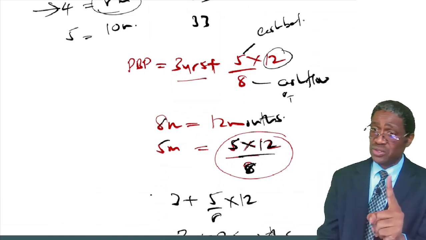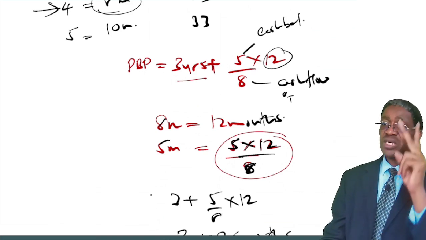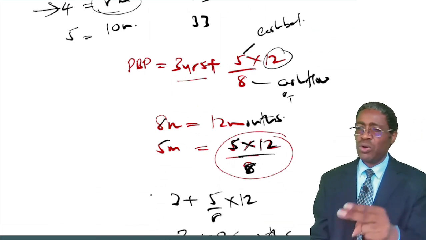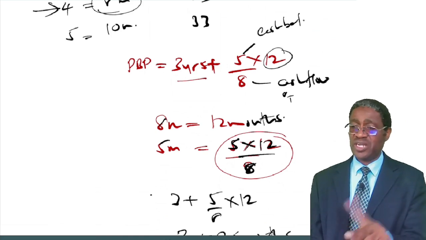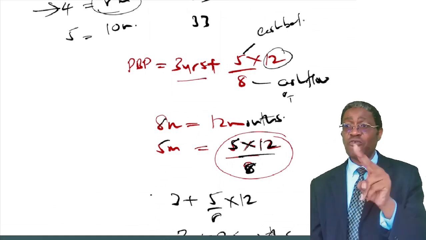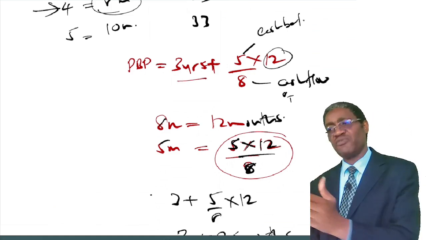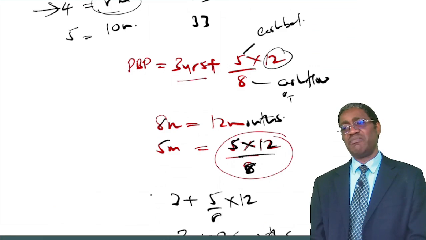5 is the balance of the cash to full recovery. 8 is the cash flow of the year of full recovery. Then 12 is the number of months.